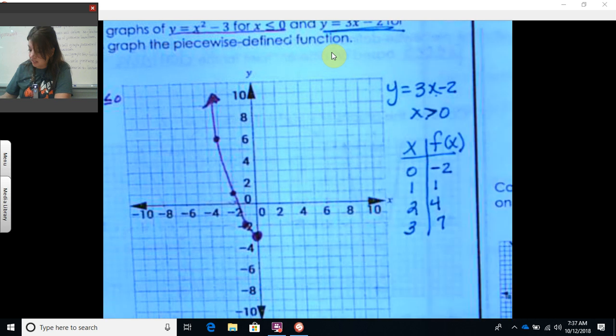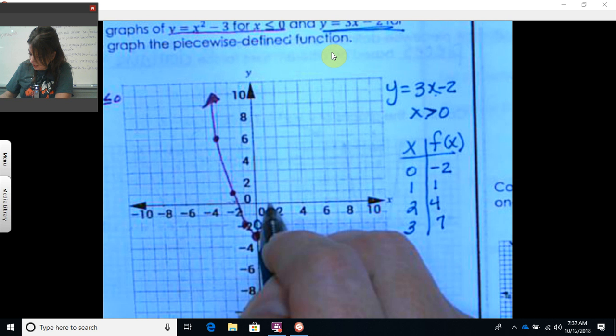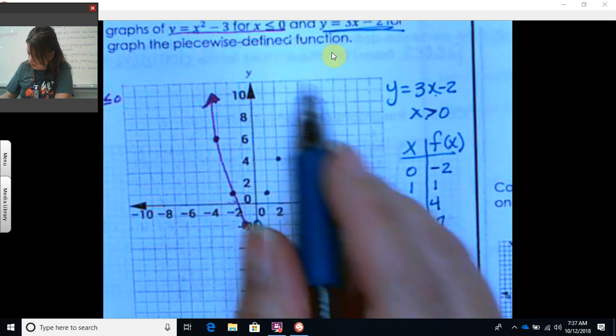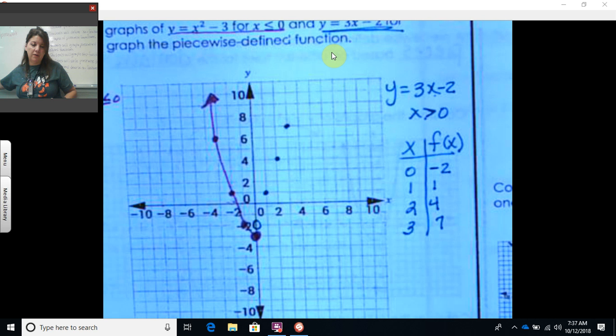So we'll start with 0. When x is 0, y is negative 2, and we put a circle there. It's our starting point, but it does not include that point. When x is 1, y is 1. When x is 2, y is 4. When x is 3, y is 7. And of course, there's an infinite number of points we could find, but this is fine.